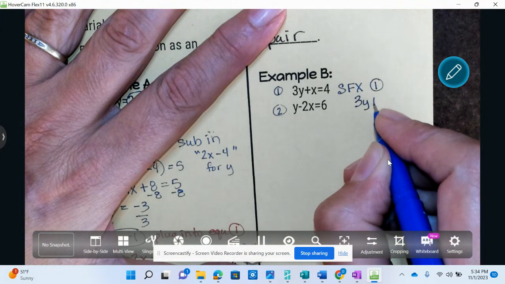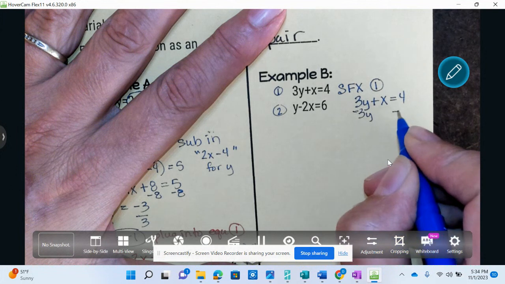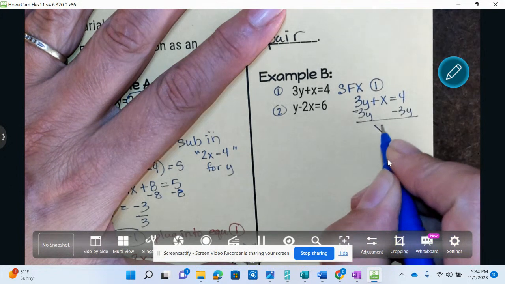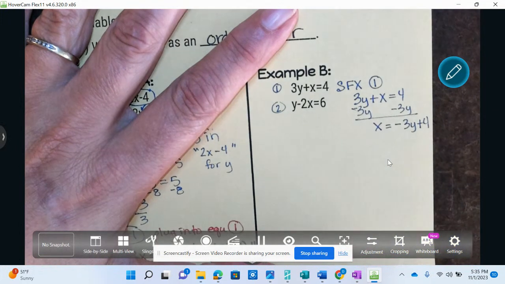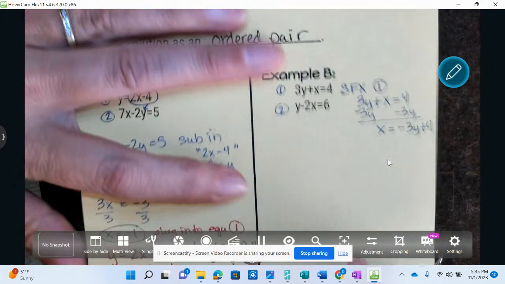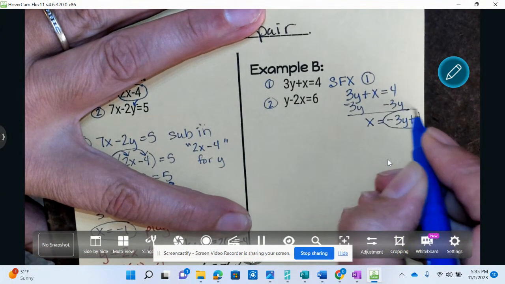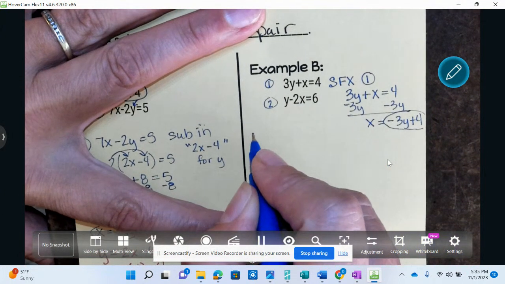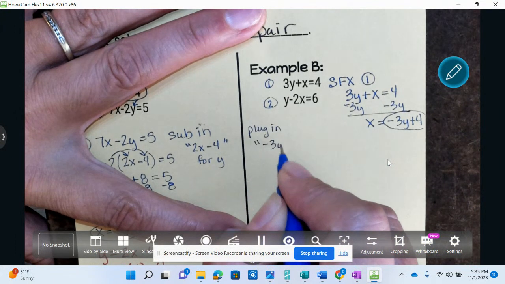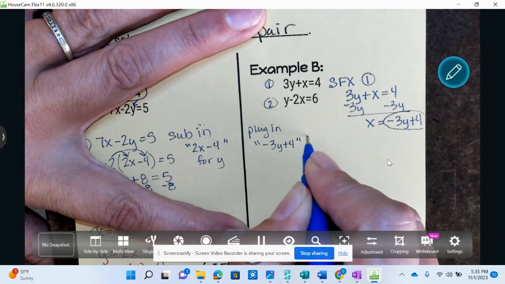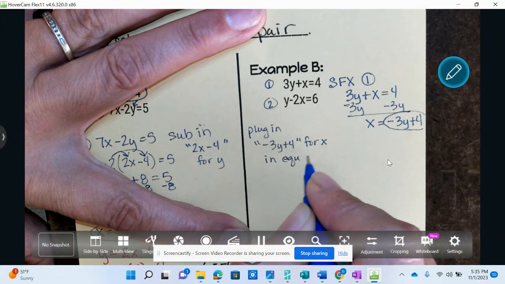So 3y plus x equals 4. Well, to solve for x, I just subtract 3y from both sides. So x equals -3y plus 4. Okay, so now what am I going to do? Well, I'm going to take that expression that I have for x, this value right here, and I'm going to plug in -3y plus 4 for x in equation 2.